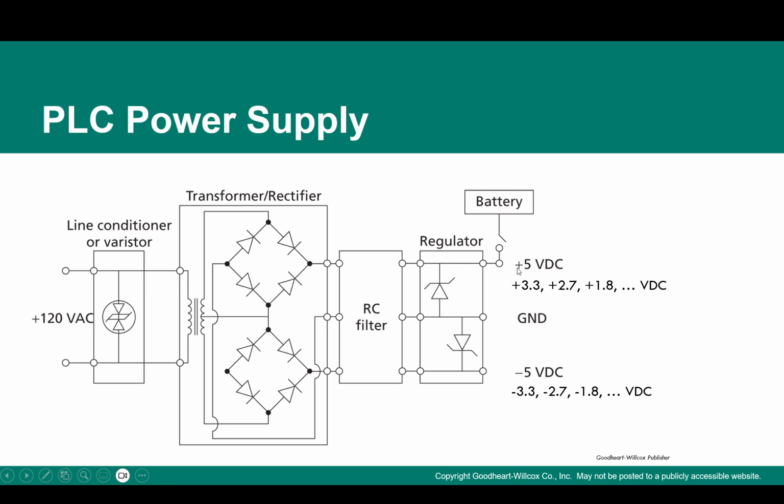And the voltage for the PLC is typically plus 5 volts DC, or it can be 3.3, 2.7, 1.8, and so on. It can be plus 12 or plus 24, depending on the type of PLC you're using, or the kind of rack you have. But typically it's plus 5 volts. And it can also generate a minus 5 volts. So that's the feature of the power supply.